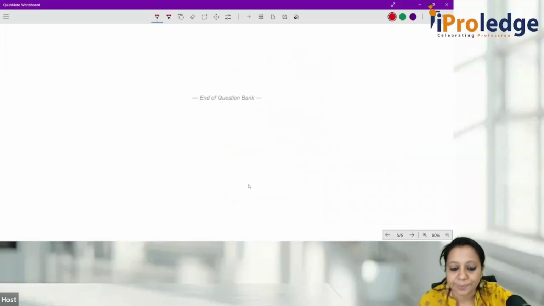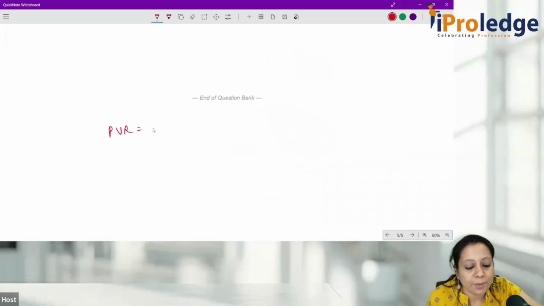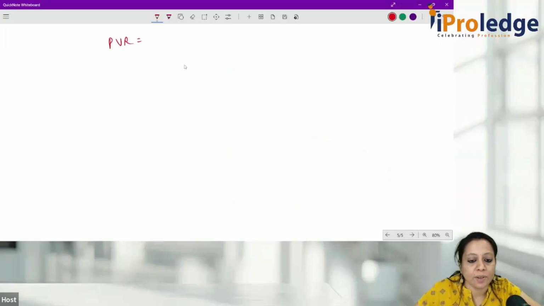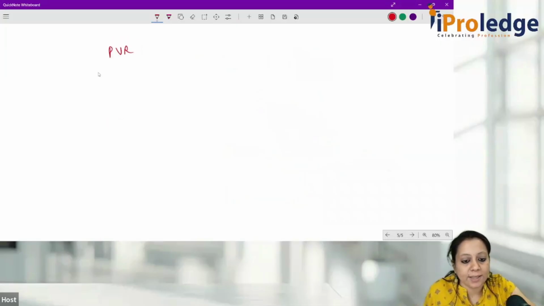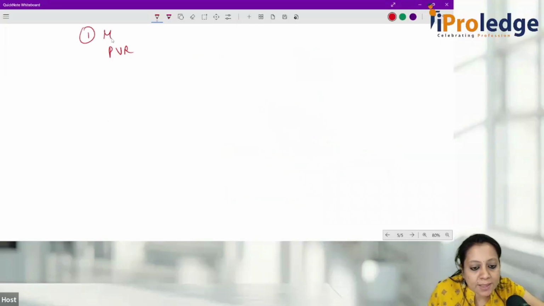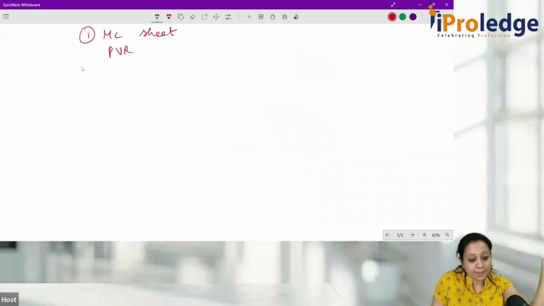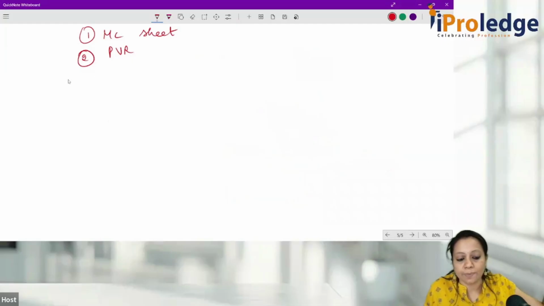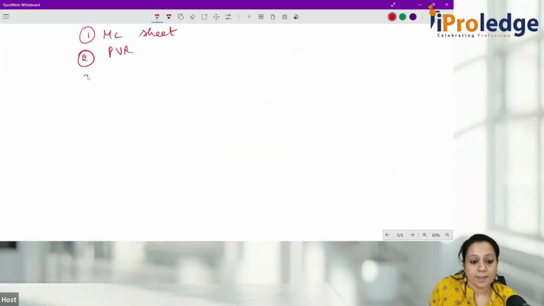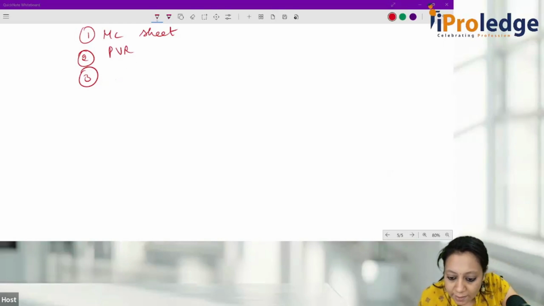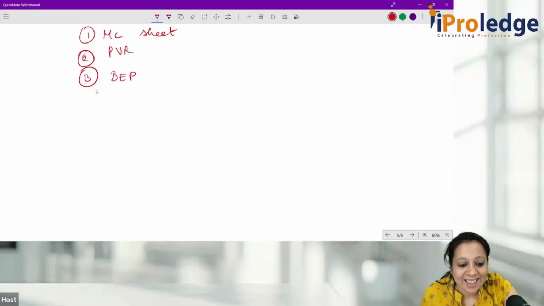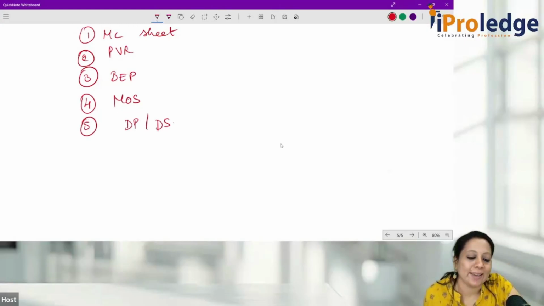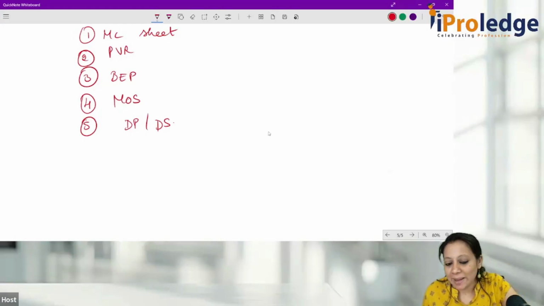So now, first of all, let me tell you the formula checklist that you should do for operational approach. First, marginal cost sheet. Second is profit volume ratio. Next is BEP, then MOS, then desired profit, desired sales. So these are the main things.